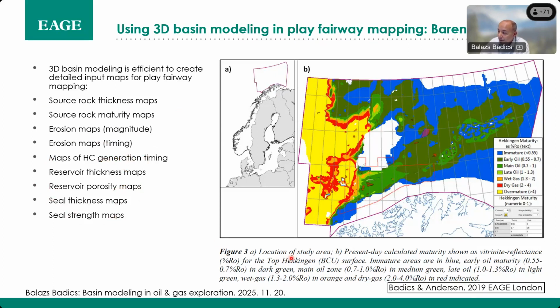And basically, when you combine them, this on the right-hand side shows you the present day calculated maturity of the top Jurassic of the Hackingham Formation, keeping in mind that early oil generation is very little generating, and then peak oil is this other color. And then when you reach the western part, it's very deeply buried, and basically it's just gas and dry gas, but also bad timing because it took place very early.